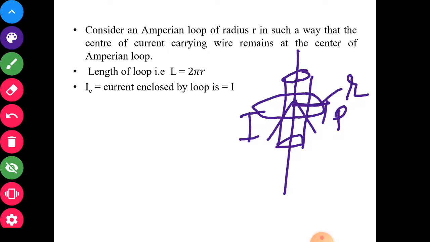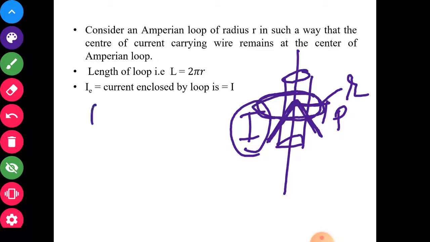So the radius of this loop is R, therefore its length will be 2 pi R. What current does it enclose? It encloses current I. Okay, so it is very easy now.